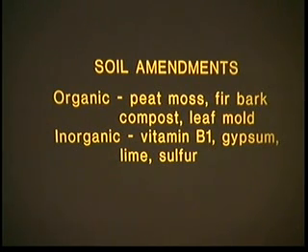Okay, now let's talk about soil amendments. We're refilling the hole. And I say in my note here, backfill with original soil. Well, why do I say that?